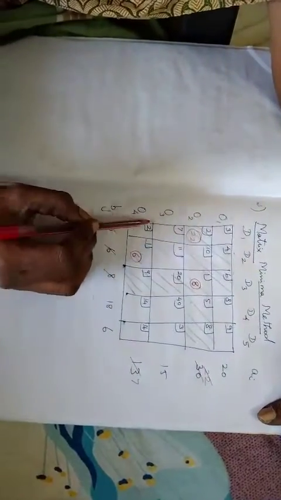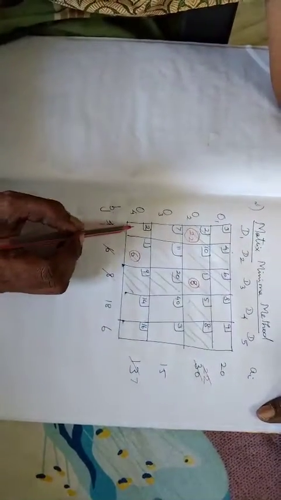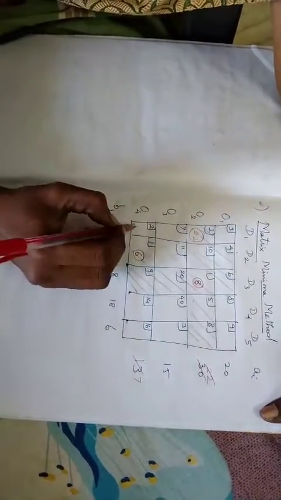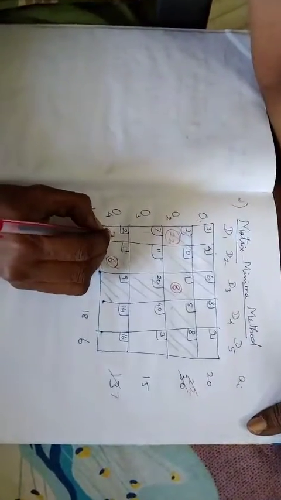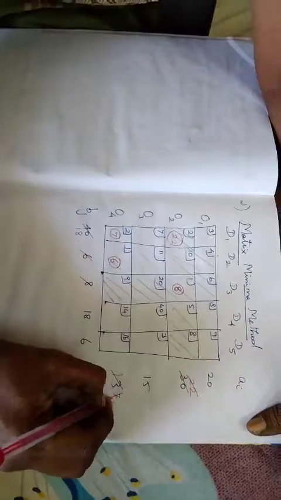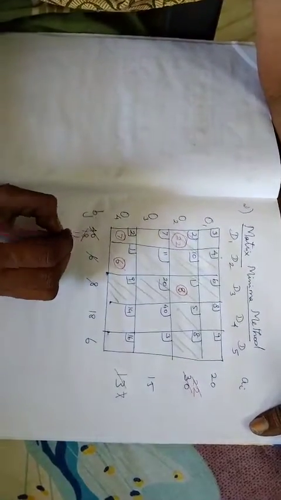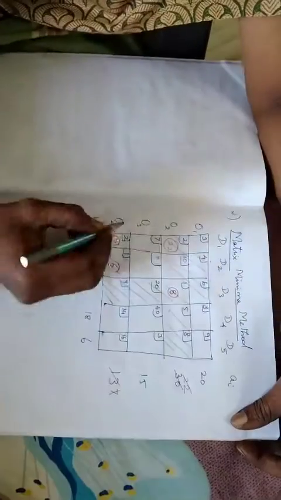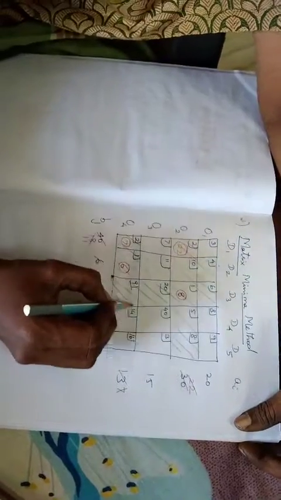Now choose the next minimum in the remaining cells, that will be 2. So you select the cell 4, 1. There you can place the allocation 7. So 7 is cancelled, and the remaining is 11. So you strike out the fourth row. You cannot put any more allocations there.